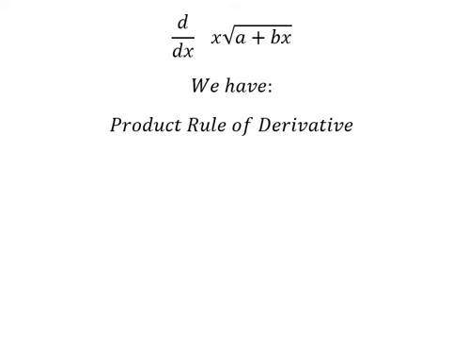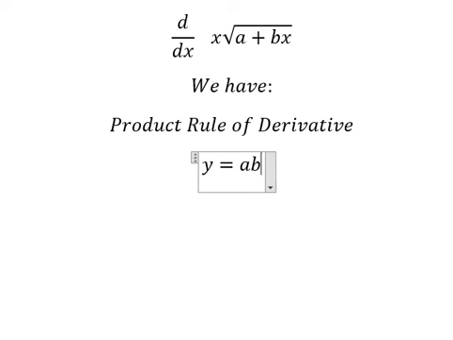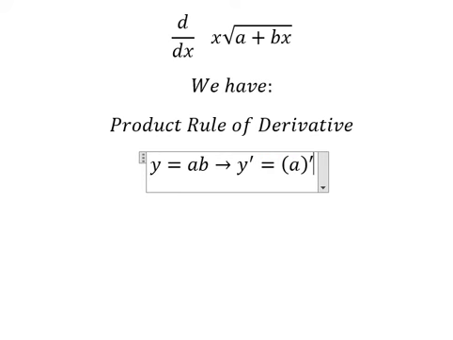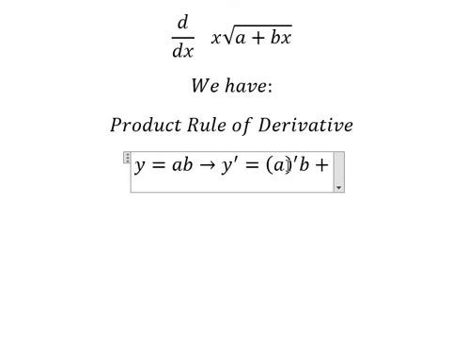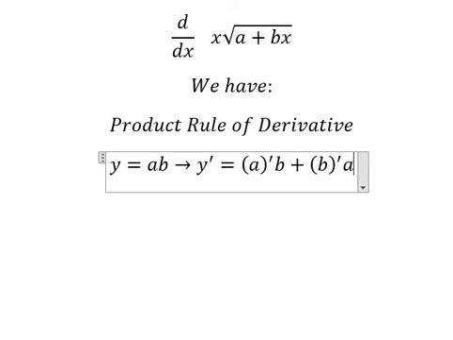So if we have y equals to ab, so if we do first derivative, we need to do first derivative of a multiplied by b plus first derivative of b multiplied by a.